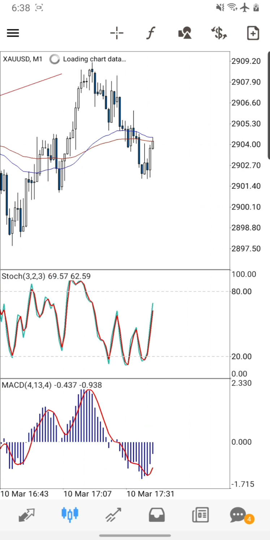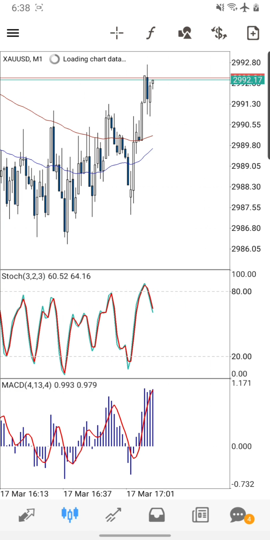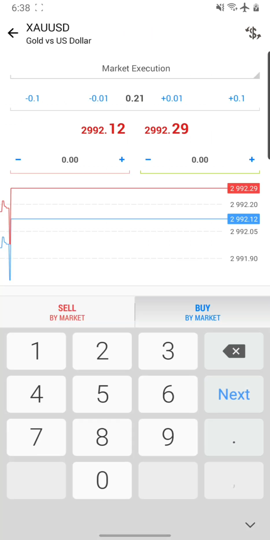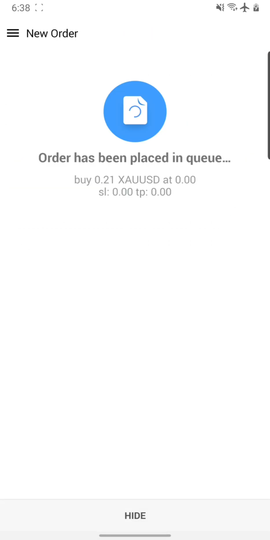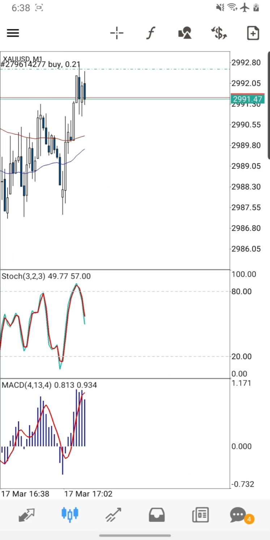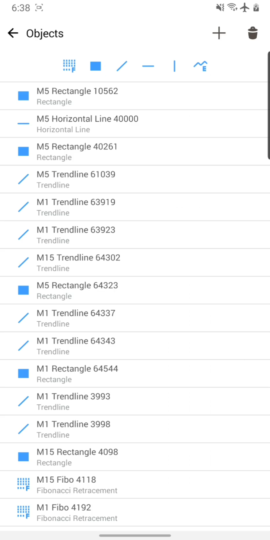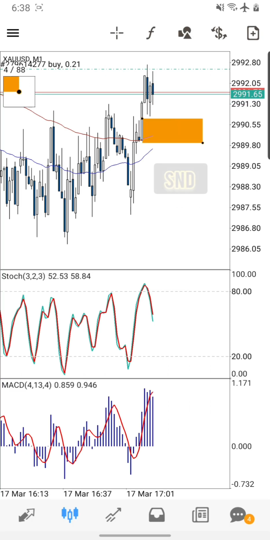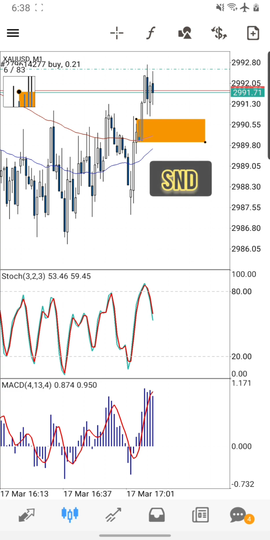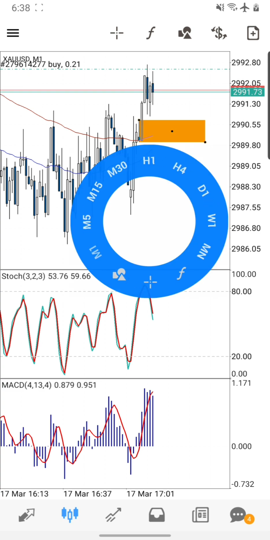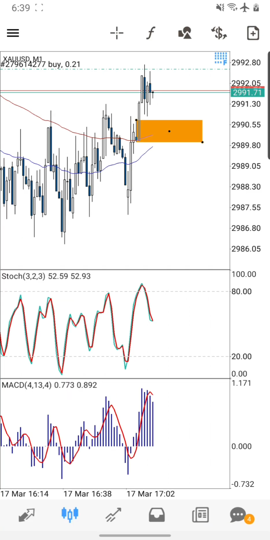Let me add some layer of buy orders. I add buy orders a little bit early, so I was sure 100%, but price will rapidly touch the SND or the fair value gap before it will continue to go up. So let's see what will be happening.